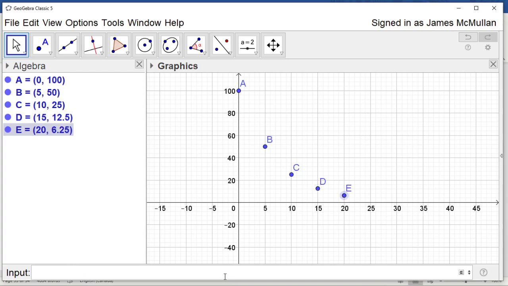Okay? Now, what you're looking at here is an exponential equation, right? Specifically, it would be the equation 100 times 0.5 to the power of x over 5, right? And there you can see the amount of radioactive material decreases in an exponential way, because every 5 years you lose half of it. Okay? This is a really important property, by the way.